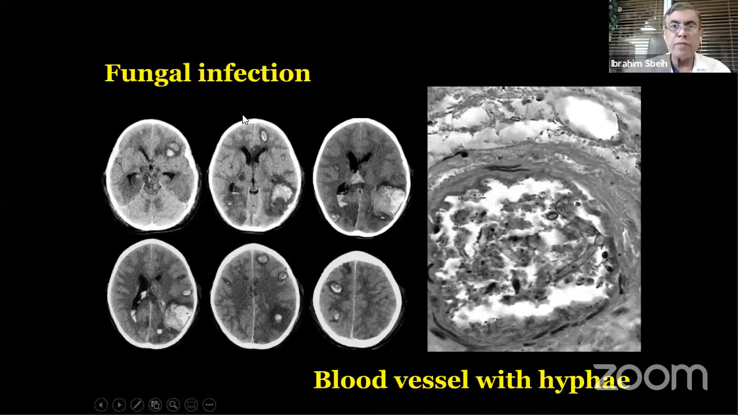Infection. Can infection present with hemorrhage? Yes, fungal infection. Look at this, blood vessel with hyphae inside the blood vessel. So they rupture the blood vessel and they cause hemorrhage.